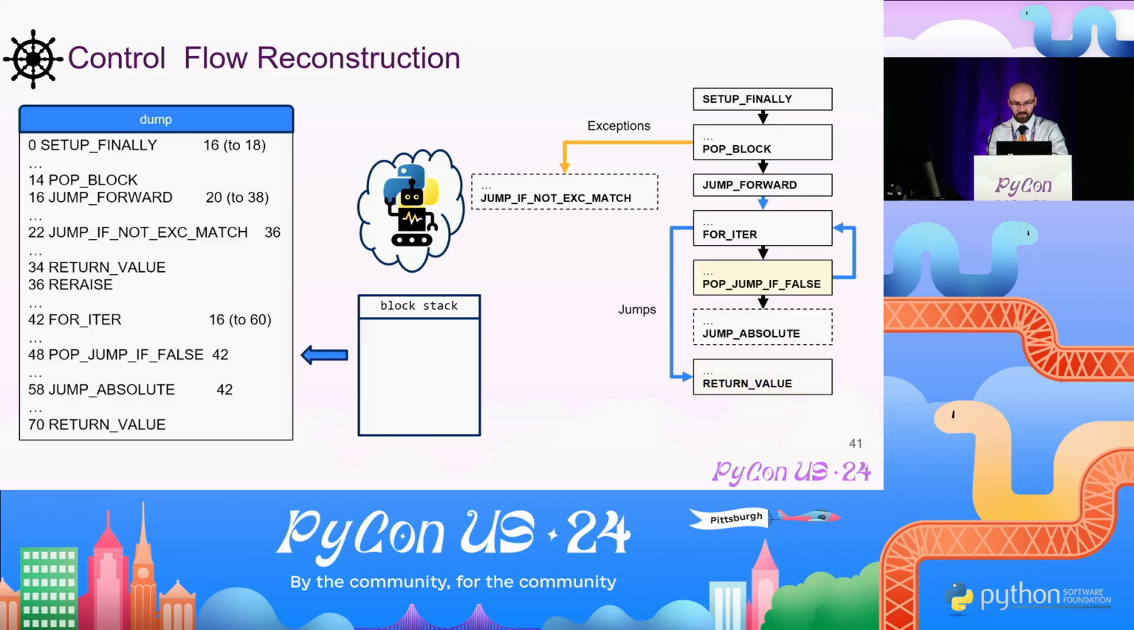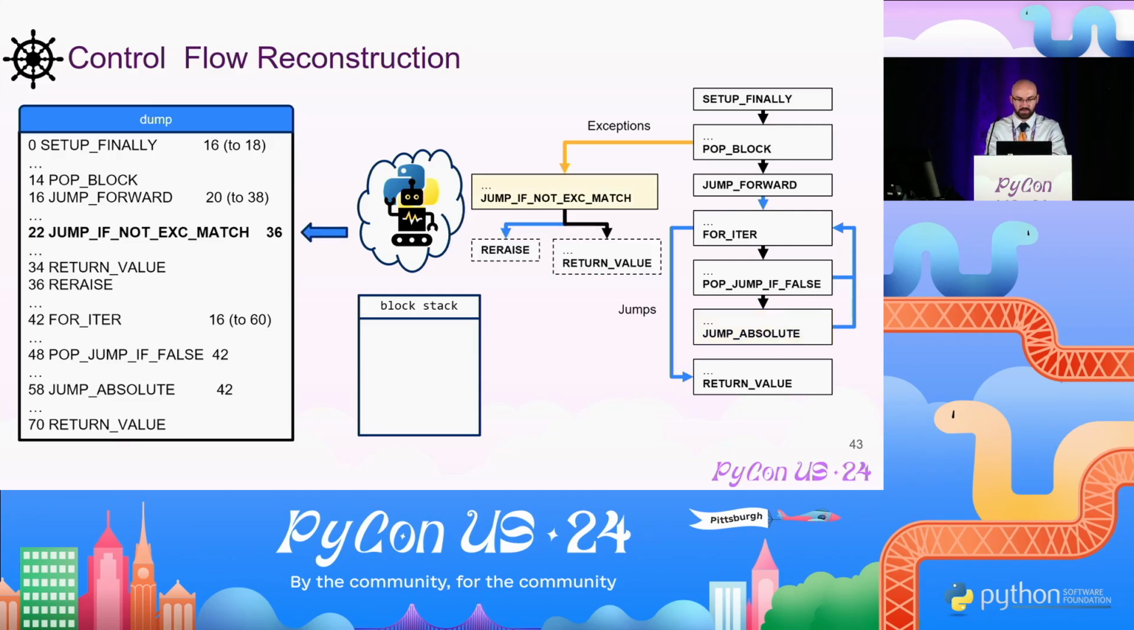We're done here. A pop jump if false is a conditional jump, so either it will continue through to the next thing, or it will, in this case, jump back to the loop header because it happens to be the last statement in the loop. And then an absolute jump is unconditional. It will always jump. We've already dealt with the for iter, so let's go over to the exception handler.